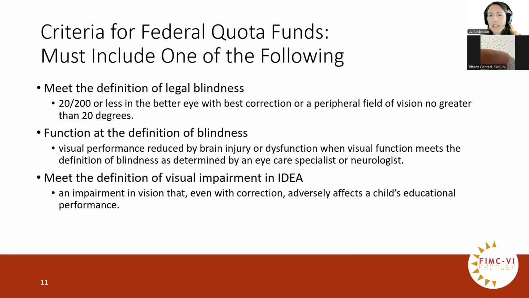And then this past year, this last category was added. So the new category is meet the definition of visual impairment in IDEA. So this is an impairment in vision that, even with correction, adversely affects a child's educational performance. So now this is why we are essentially saying that every single student that has been identified as having a visual impairment in Florida is eligible for APH as long as you have that parent consent. And there are some other criteria as well. But as far as the visual impairment side of things, they're all going to be captured there.